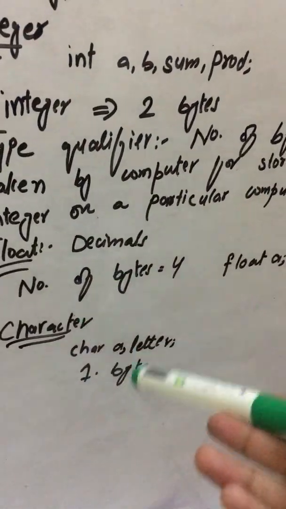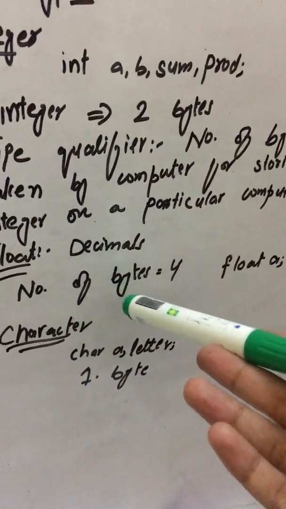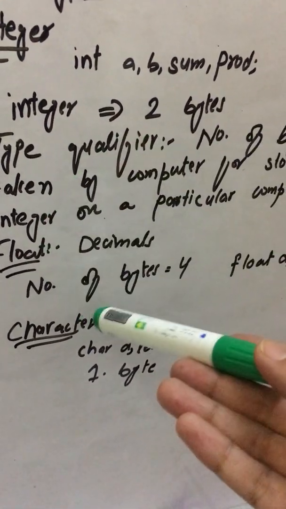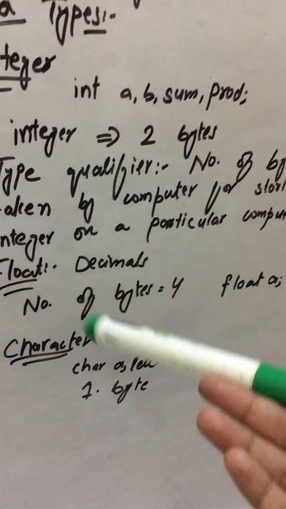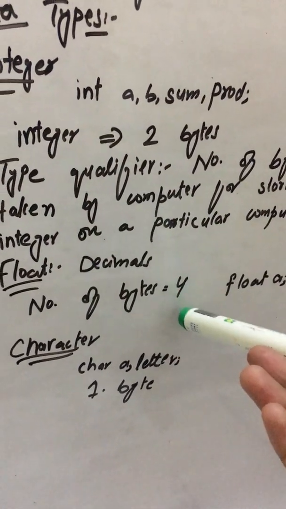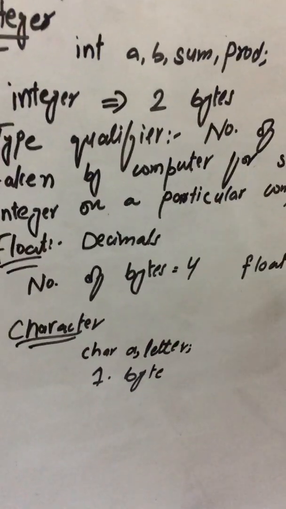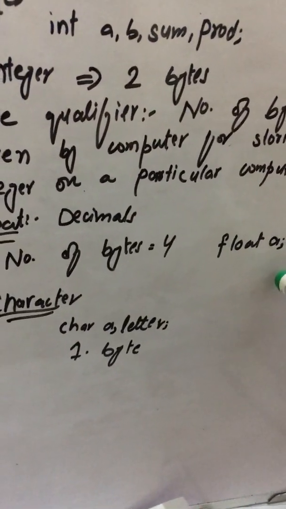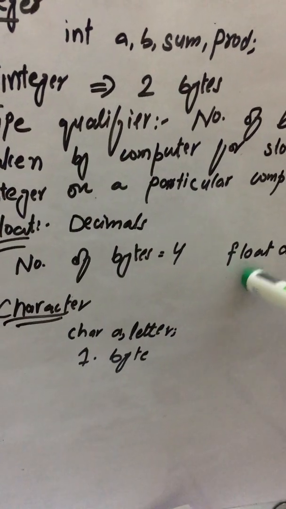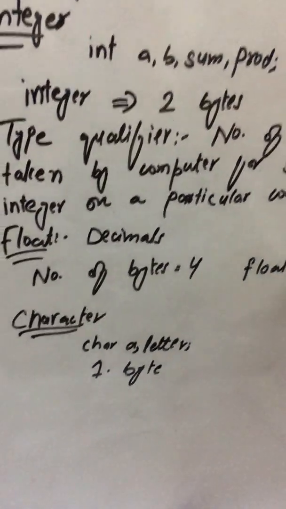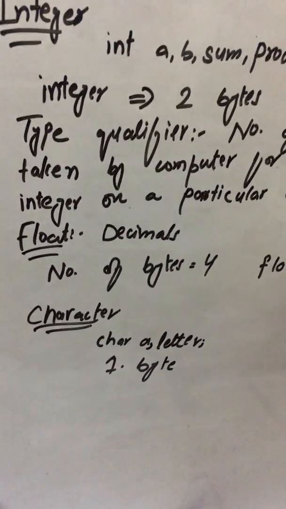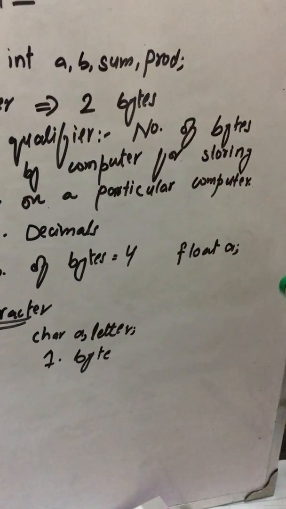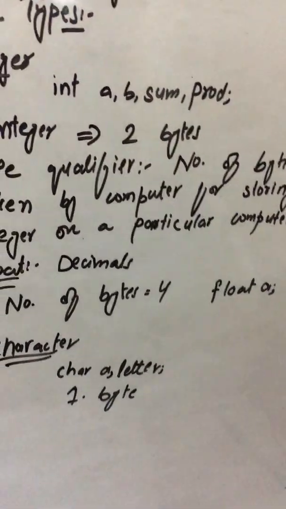Then we have float. Float means we are talking about decimal numbers, and the type qualifier for the float is 4. That means it takes 4 bytes in your memory. And again, if you want to initialize a float, you will write float with the variable name. For the variable name, you have to follow the rules that I have discussed with you.